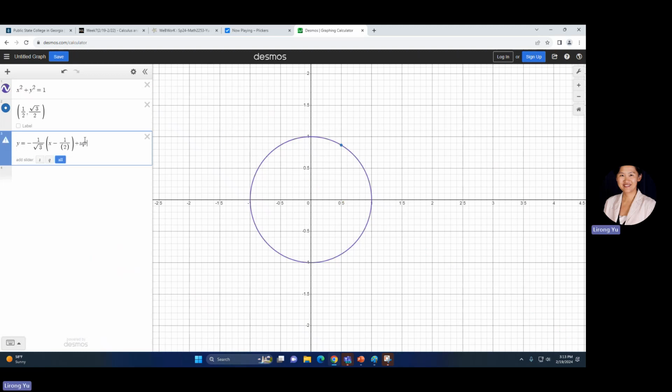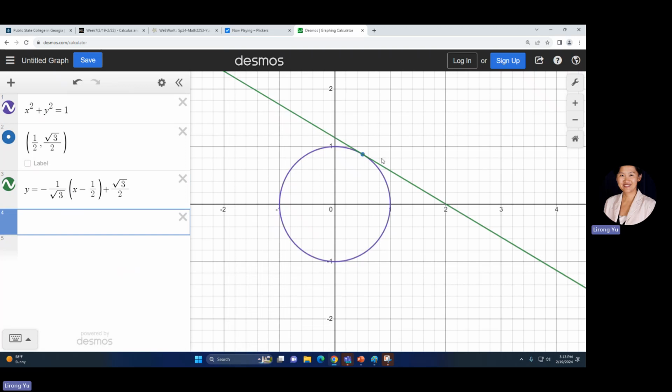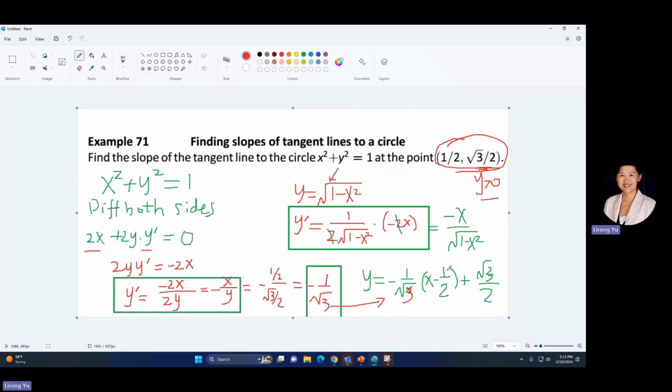Plus the square root of 3 over 2. You can see the equation that we determined is the same thing that we found. Okay, so this is the equation that we determined.